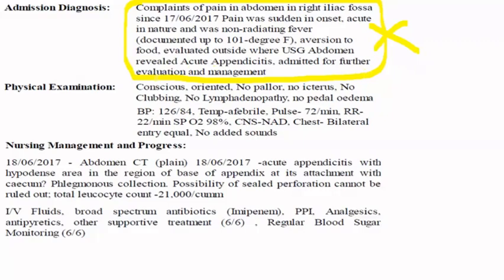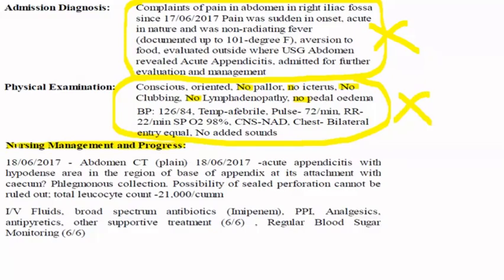Then physical examination, her BP, temperature, and the vital signs we noted, but most of the information is no. Means what? She doesn't have any problem. See, no, no, no, all these things. So this indicates that she doesn't have much problem with her vitals, and this is also not a very good information to be included in the letter. Okay. Then nursing management and progress.